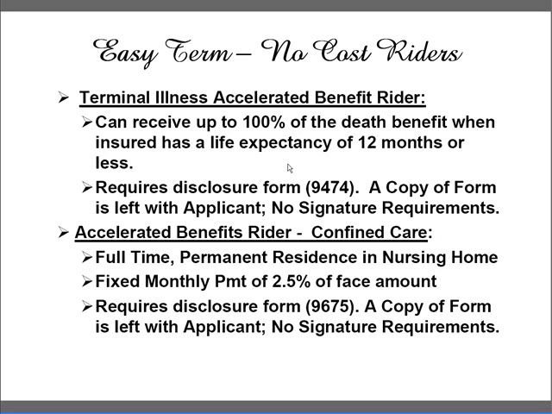The accelerated benefits rider, also known as the confined care rider, is for people who are full-time permanent residents in a nursing home. It pays a fixed monthly payment of 2.5% of the face amount. It requires disclosure form 9675. A copy of the form is to be left with the applicant, and no signature is required.